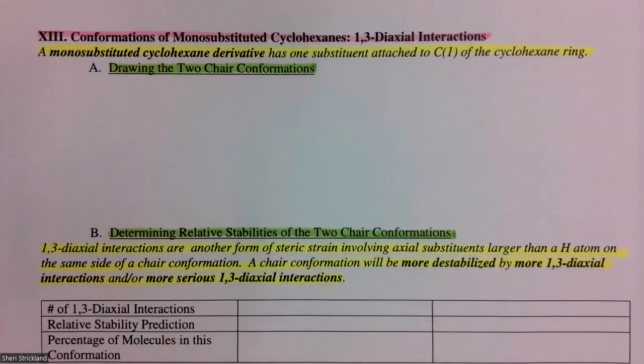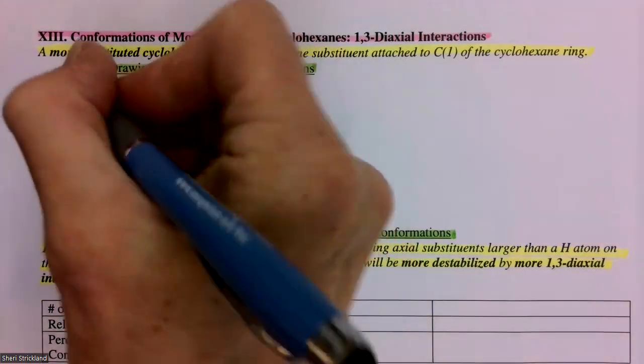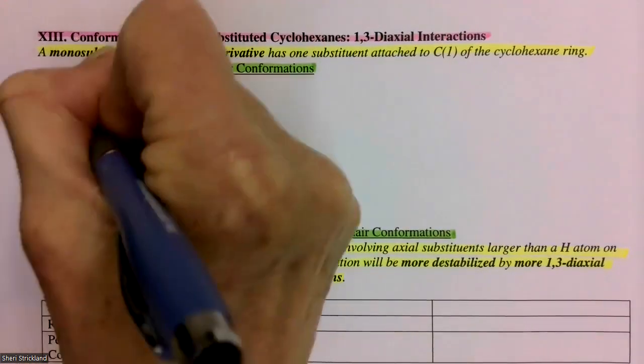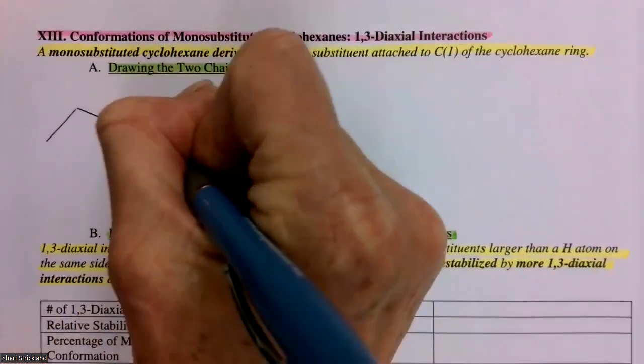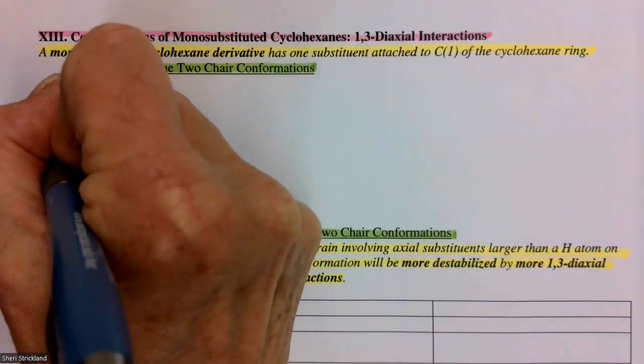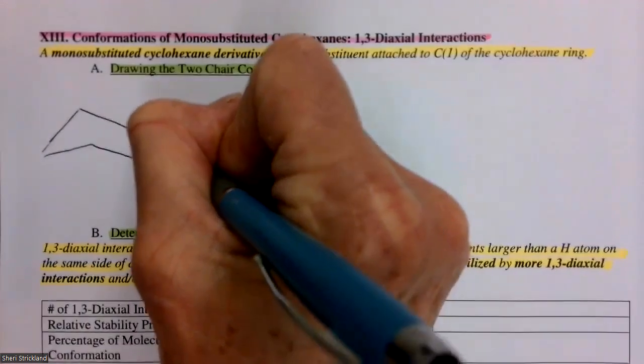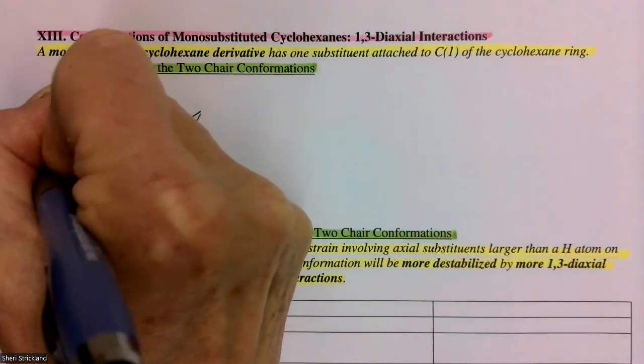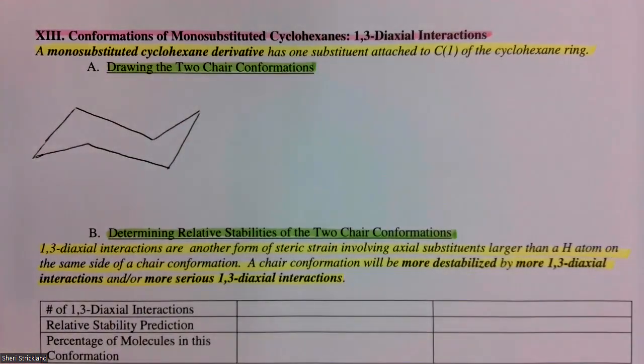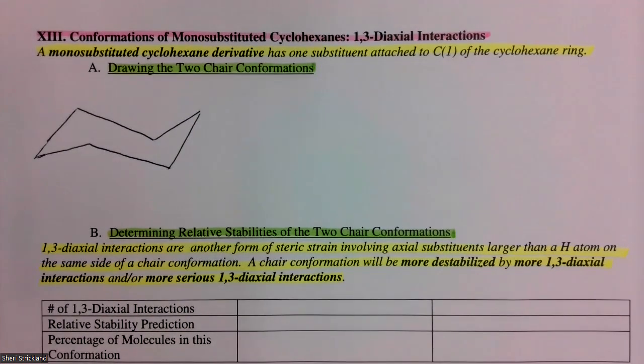All right, so a monosubstituted cyclohexane derivative has one substituent attached to carbon 1 of the cyclohexane ring. And so I'm going to draw a chair conformation. And it takes a while to be able to draw these well. And so if you want to work in pencil for the entire semester, you're welcome to do that.